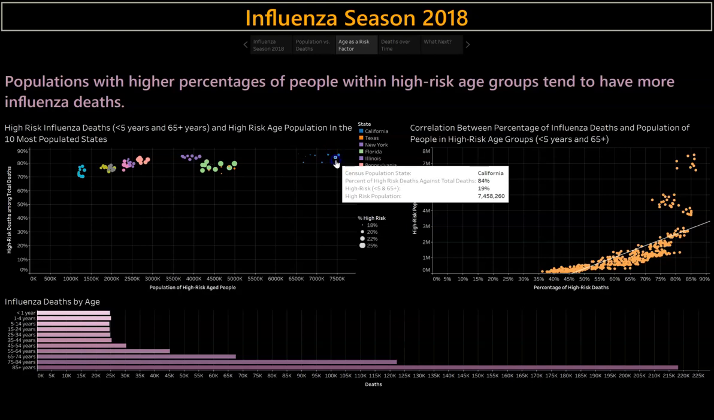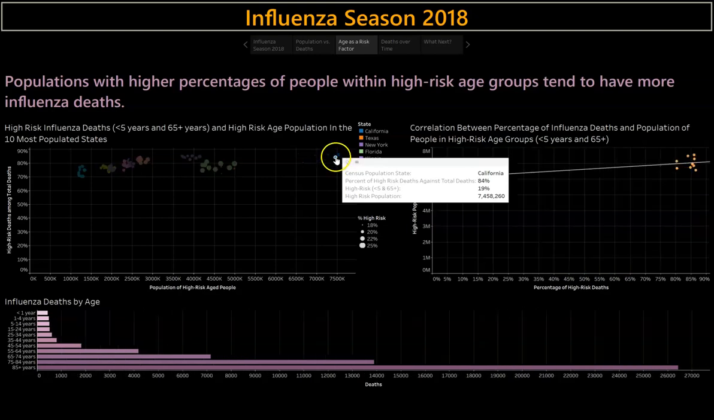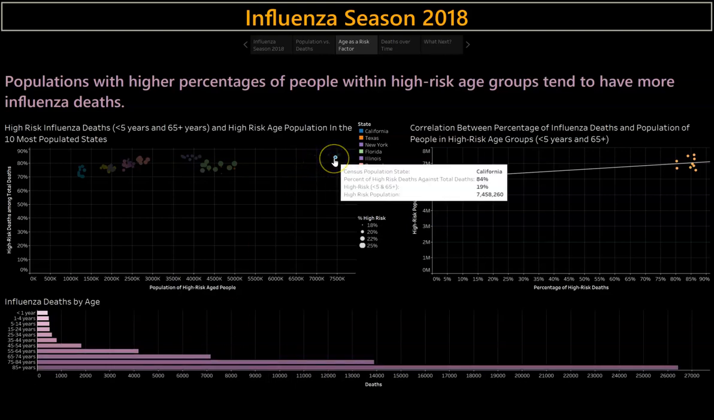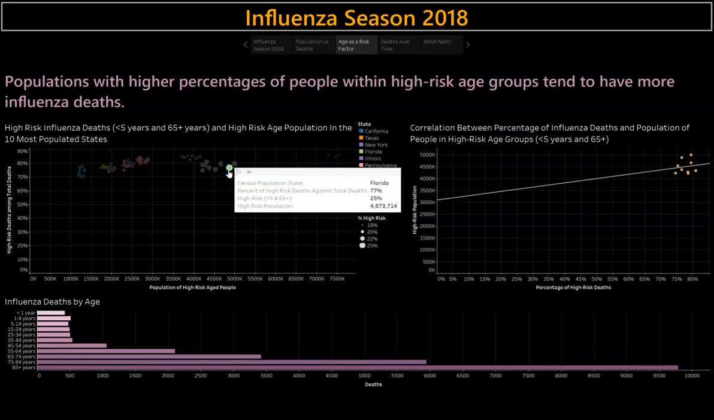If we click on this here, you can see that the elderly, there are so many more of them, and if you just look at this little box, you can see 84% of the deaths, out of all the deaths, are people within high-risk age groups. The high-risk population itself is only 19%, and that's in California. So let's look at another one, Florida.